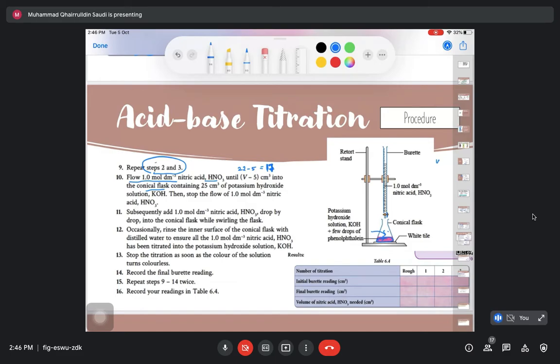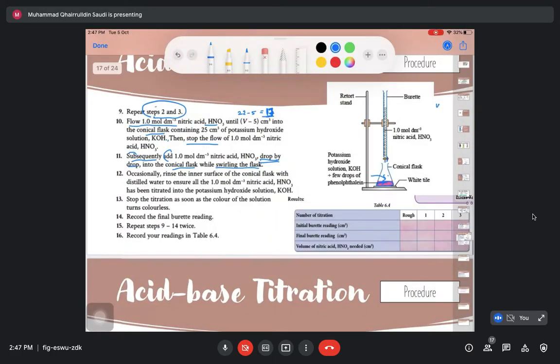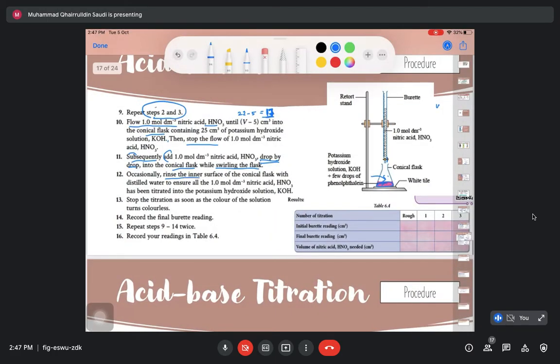Okay. So bila dah add sampai 17, stop the flow. Kemudian add balik drop by drop. Bila dah sampai 17 cm cube, awak kena add drop by drop into the conical flask while swirling the flask. Awak buat lagi sekali lah eksperimen ni sebenarnya. Okay. Occasionally rinse the inner surface of conical flask with distilled water.